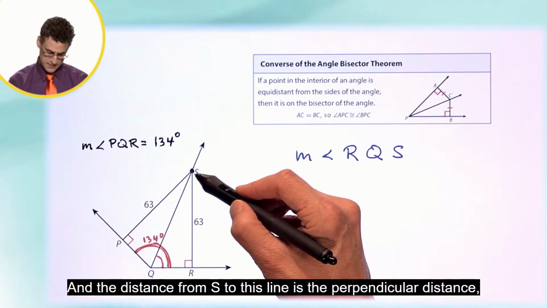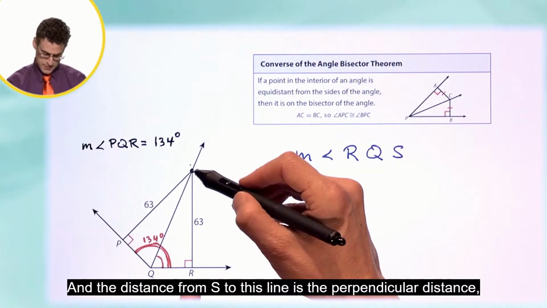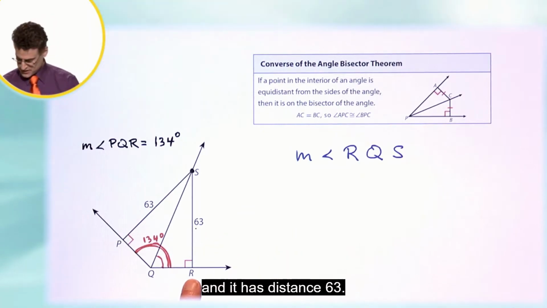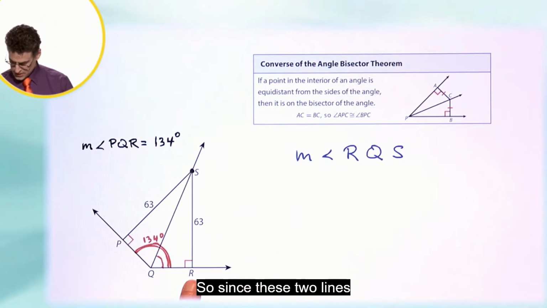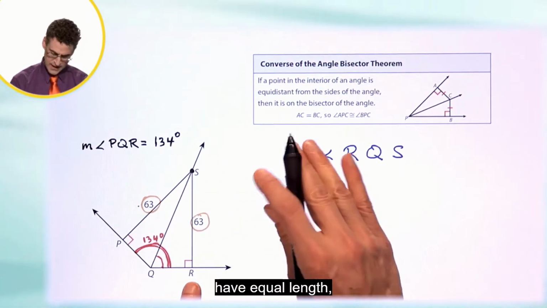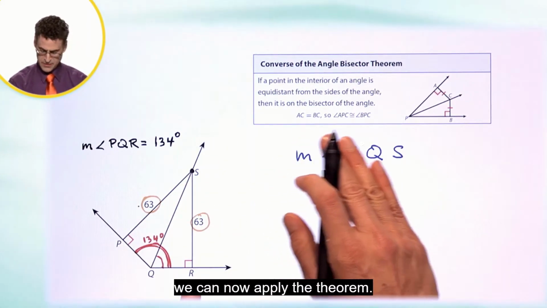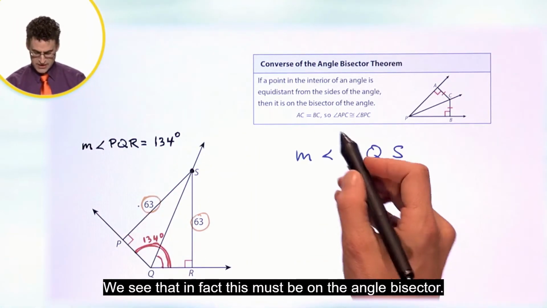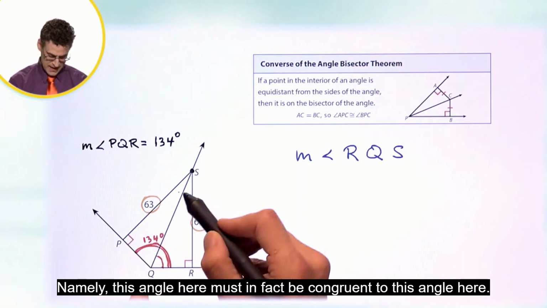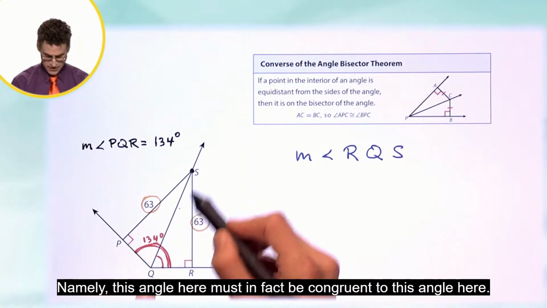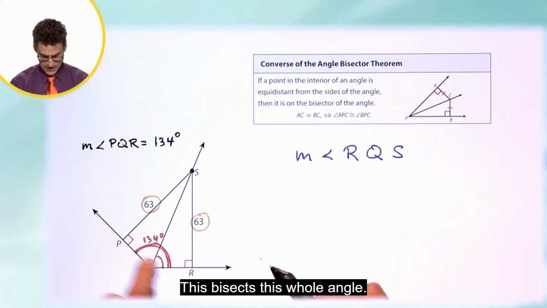And the distance from S to this line is the perpendicular distance, but look, this is the perpendicular line, and it has distance 63. So, since these two lines have equal length, we can now apply the theorem. We see that, in fact, this must be on the angle bisector. Namely, this angle here must, in fact, be congruent to this angle here. This bisects this whole angle.